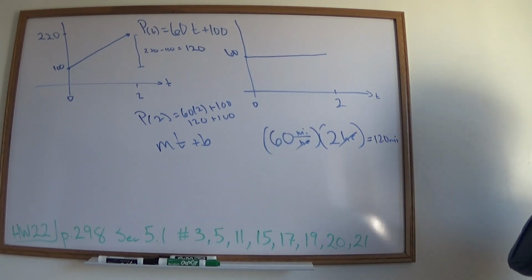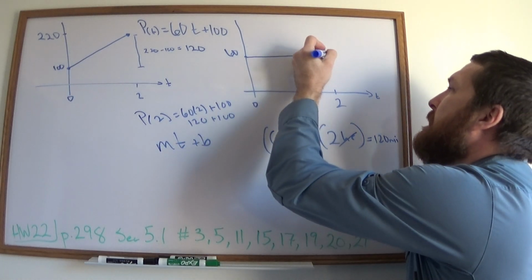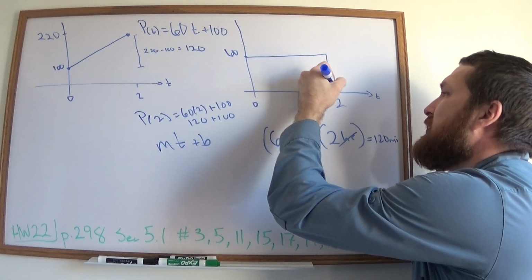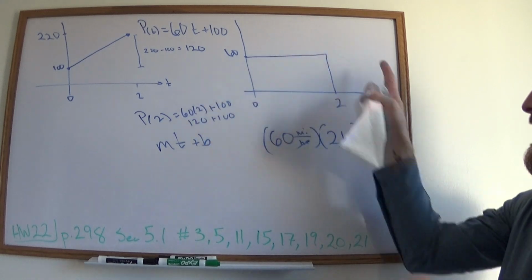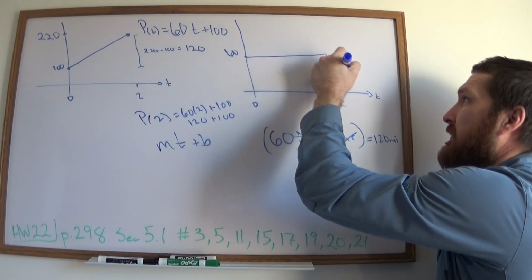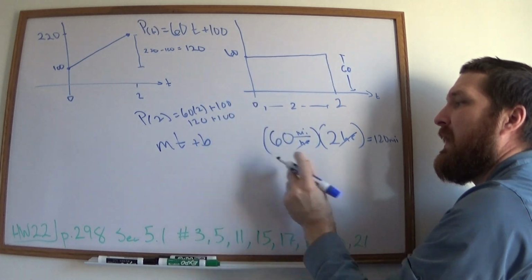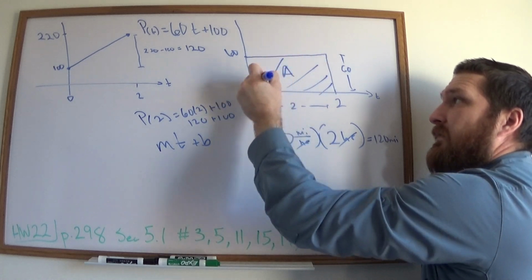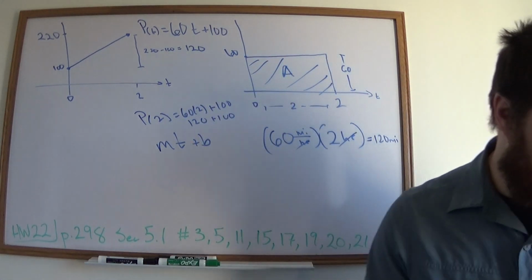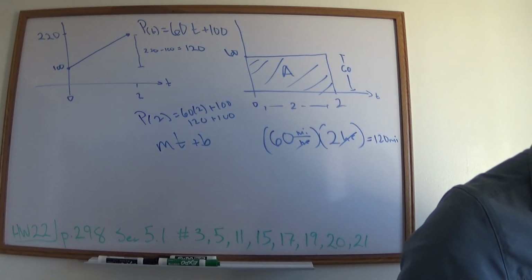Right? Now, a lot of cool things about this is that this has a cool geometric interpretation. That 60 is the height of this rectangle, right? 60 units high, 2 units wide. And so 60 times 2 is the area of this, I said triangle, it's a rectangle, right? Okay. Now, so that's just a refresher.